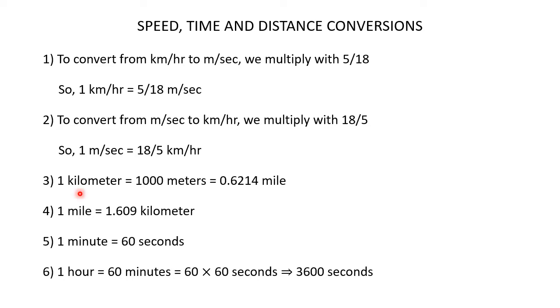1 kilometer is equal to 1000 meters, which is also equal to 0.6214 mile. 1 mile is equal to 1.609 kilometer. 1 minute is equal to 60 seconds. 1 hour is equal to 60 minutes. Since 1 minute is equal to 60 seconds, 1 hour is equal to 60 multiplied by 60, which is 3600 seconds.